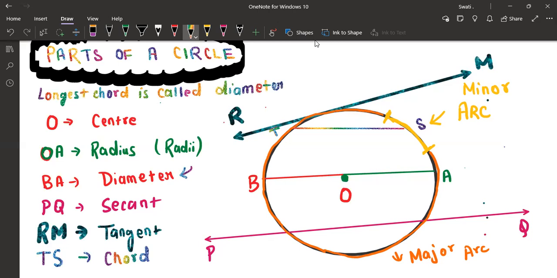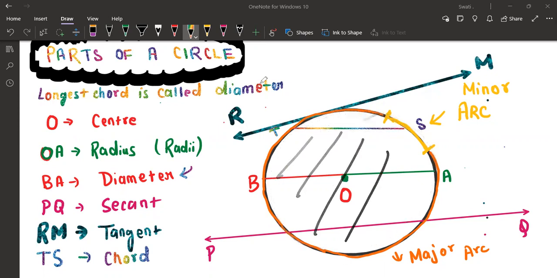Now, let's understand a different thing. Okay. So for that, let me annotate here. As you can see, this TS is a chord, right? And if this TS is a chord, can you see that this chord is dividing this circle into two parts? This part and this part?